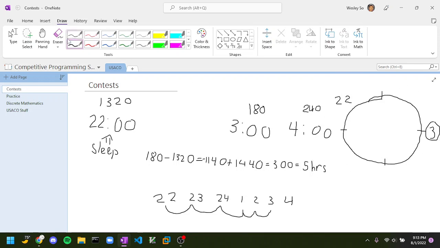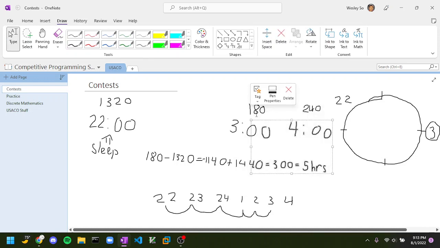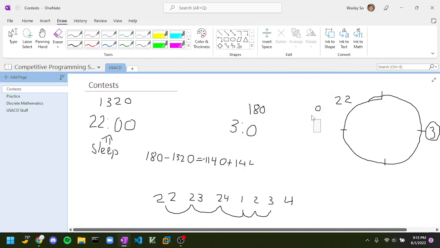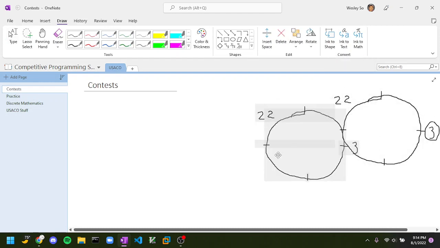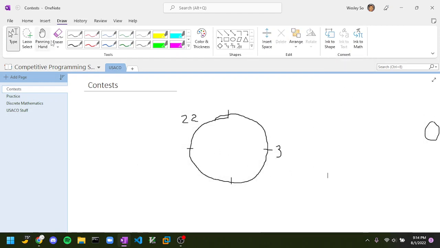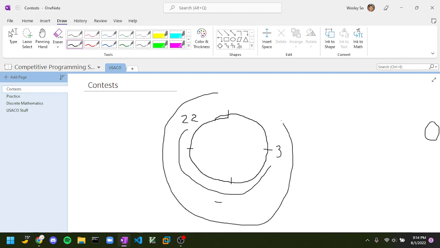I guess I can draw it again, but deleting everything that's getting in the way, because it looked kind of ugly. And I'll just move this. So yeah, like I was saying, 3 minus 22 would be this area, but it's negative. And then we take 24 hours, which is the whole thing.